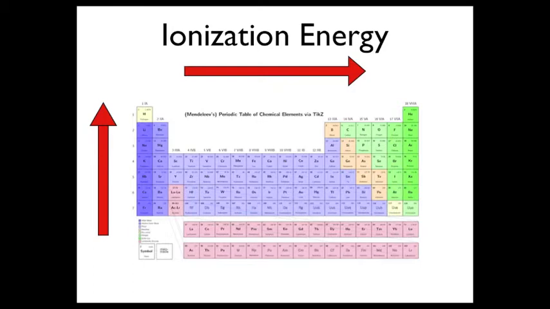It increases across a period because as the periodic table moves from left to right, the effective nuclear charge increases. This means that the nucleus attracts valence electrons with more force, and the energy required to remove the electron increases.